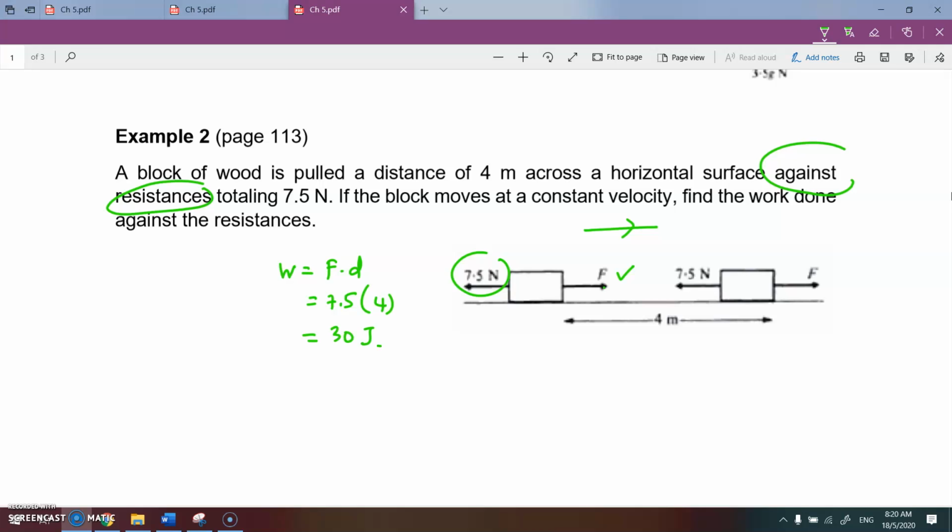So when the wording is against resistance, maksudnya berlawanan. Sebab tu kita ambil F. It doesn't mean that 7.5 is moving backward to the left, and we take the negative. No, we will not take the negative, but we will take the against resistance.